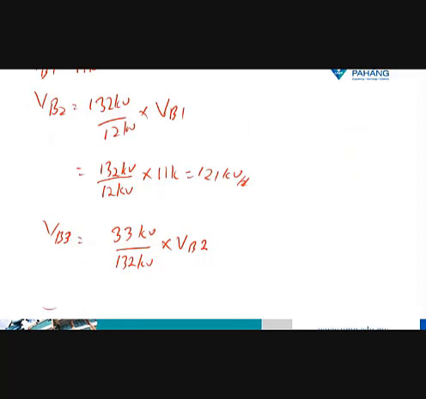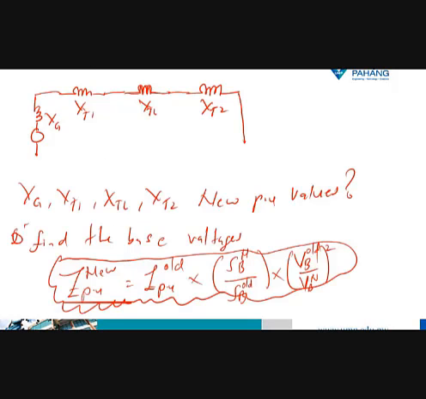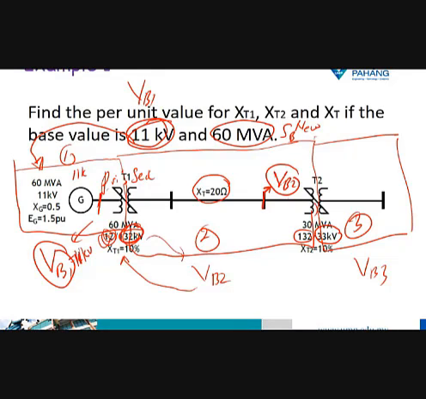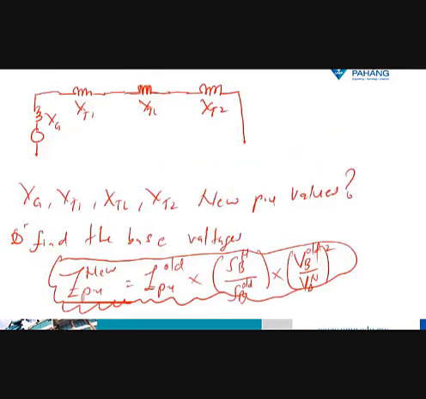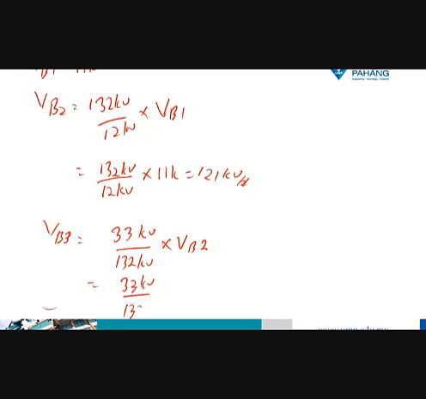So we multiply 33 kV over 132 kV times 121 kV, which gives 30.25 kV. So now we have found the base voltages for every region. This is the second step. So any questions for this V base?